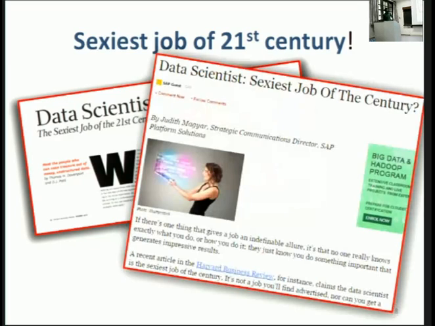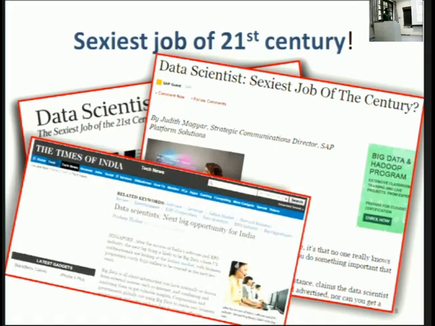Next, this is another article which again says the sexiest job of the century. And we have another Times of India article from a couple of years back, again saying that data scientist is the next big opportunity for India. So why I'm showing this is that there's a big opportunity in data science, and of course there's a dearth of people. You all should learn data science and come into this area.